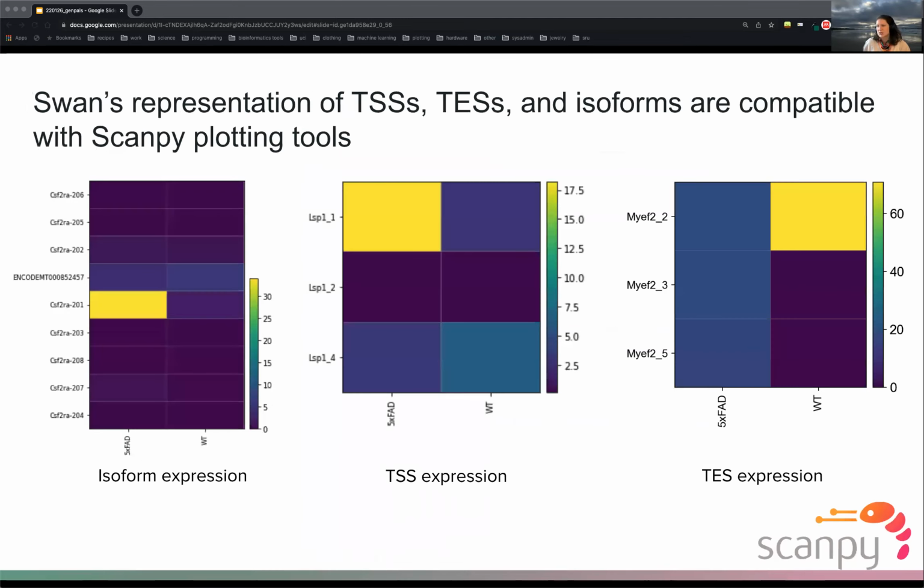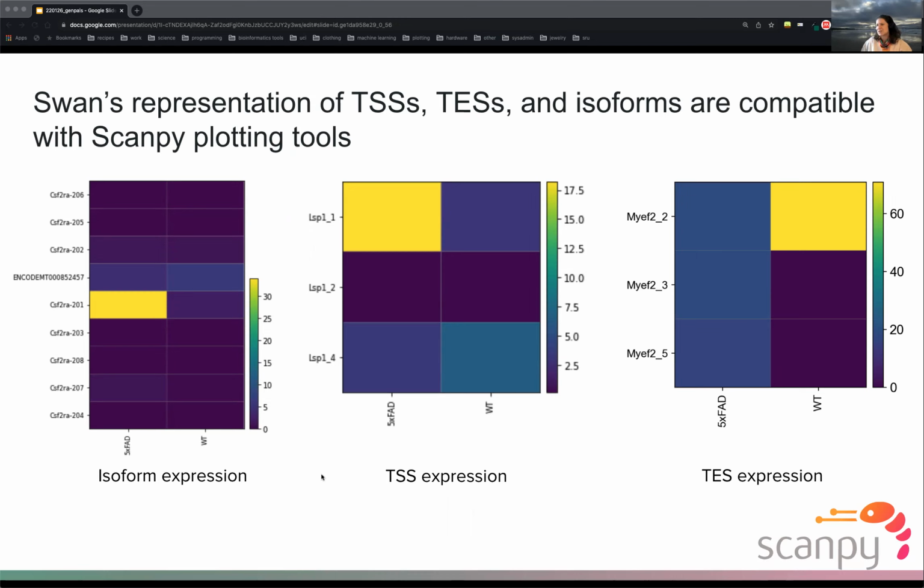So I also just want to plug the fact that since I used the AnnData format that underlies ScanPy, you can just take how Swan represents things and put it into ScanPy's plotting functions and it just works, which is awesome because that means I didn't have to code my own matrix plots or dot plots or UMAP plots or whatever.